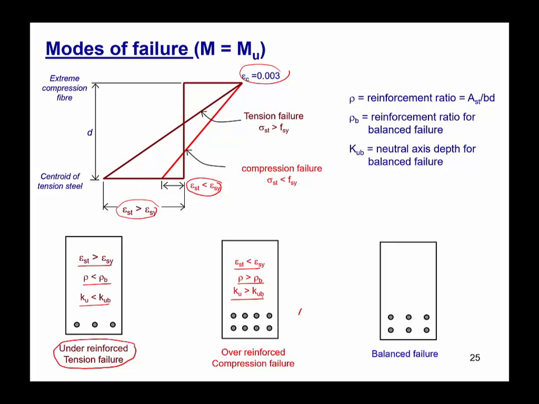Now the third failure mode is the balance failure, where the reinforcement is in between the under reinforced section and the over reinforced section. For the balance failure, as we discussed earlier, the steel will just start to yield and the concrete will crush at the same point, and the reinforcement ratio is denoted by rho b, and the neutral axis depth parameter is denoted by KUB for the balance failure. Even though the balance failure sounds like a good kind of failure, it is still a brittle kind of failure, and we don't want the beam to fail in the balance failure or the over reinforced failure. So we want the beam to fail in the under reinforced failure, giving a ductile behavior.